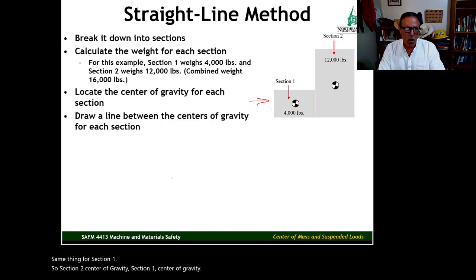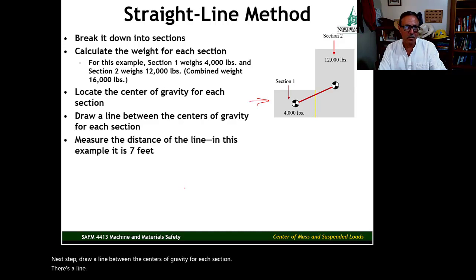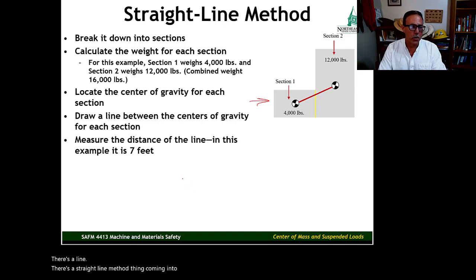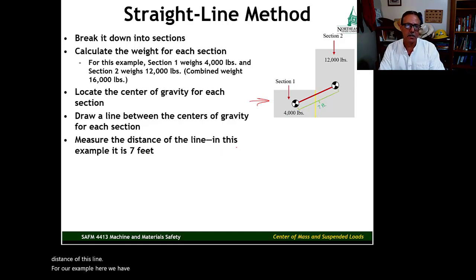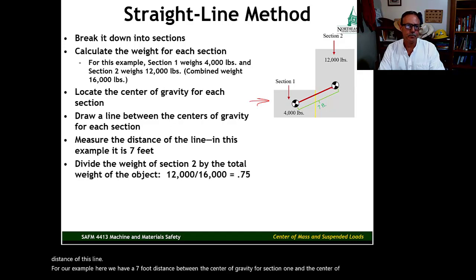Next step, draw a line between the centers of gravity for each section. There's our line. There's the straight line method coming into play. Now, if we were doing this with a real object, we're going to measure the distance of this line. For our example here, we have a 7-foot distance between the center of gravity for section 1 and the center of gravity for section 2.